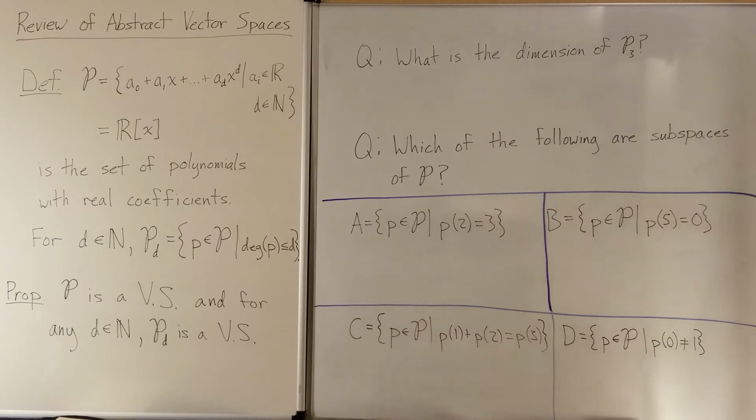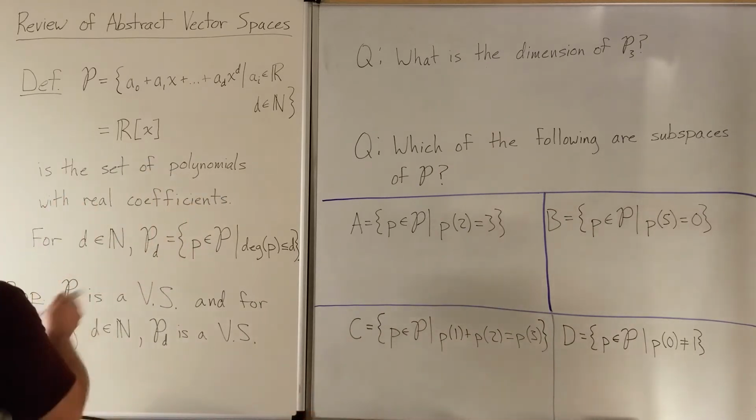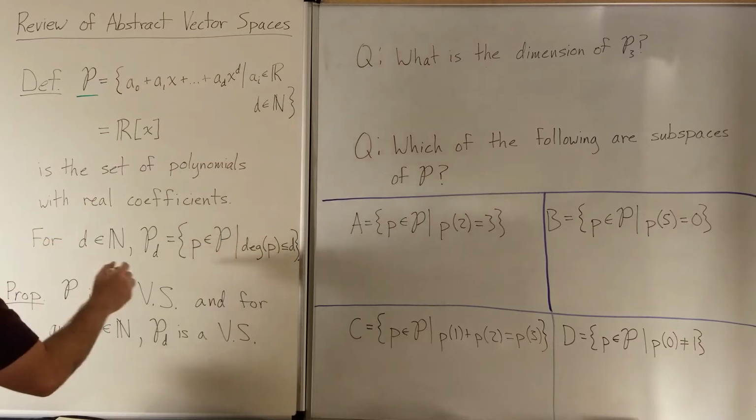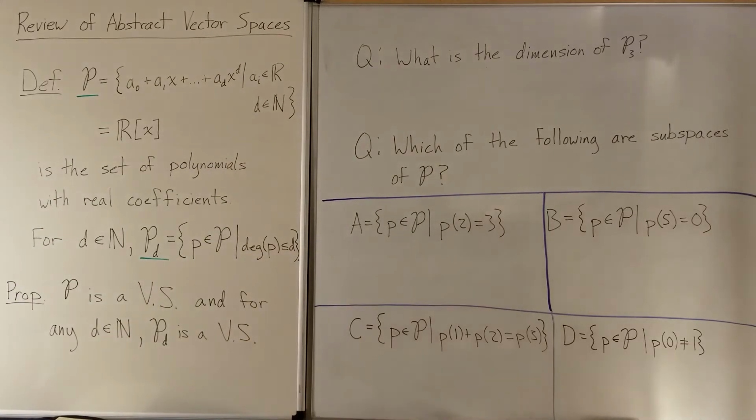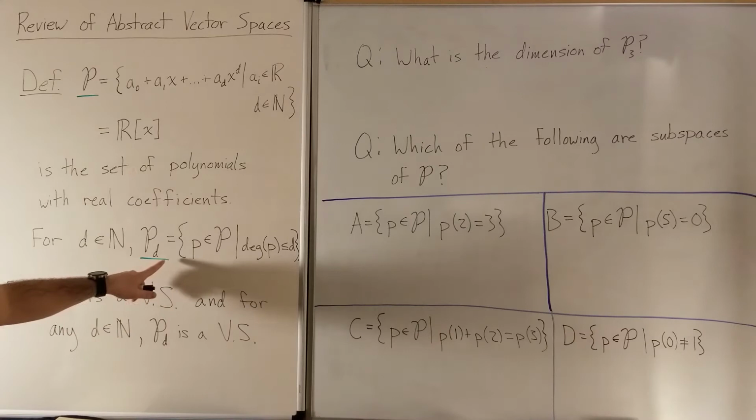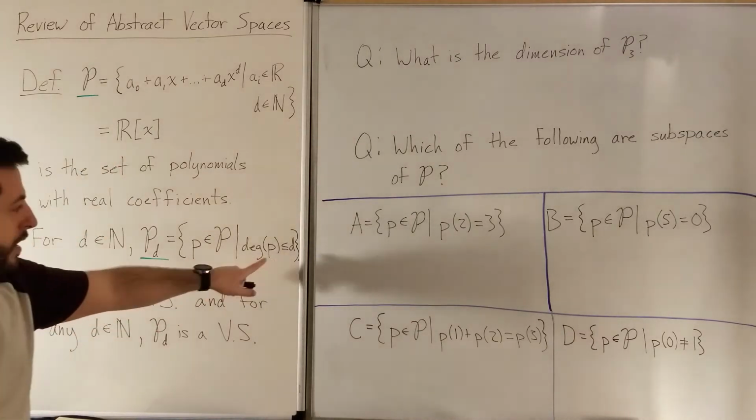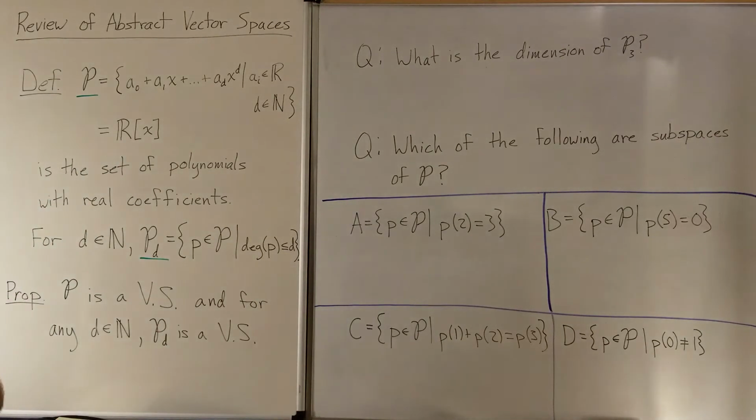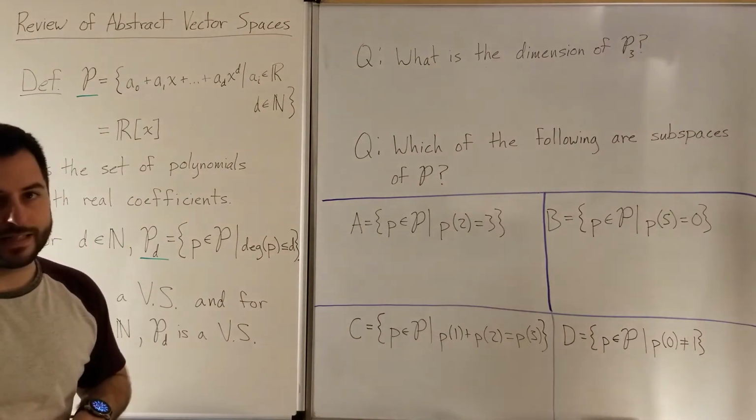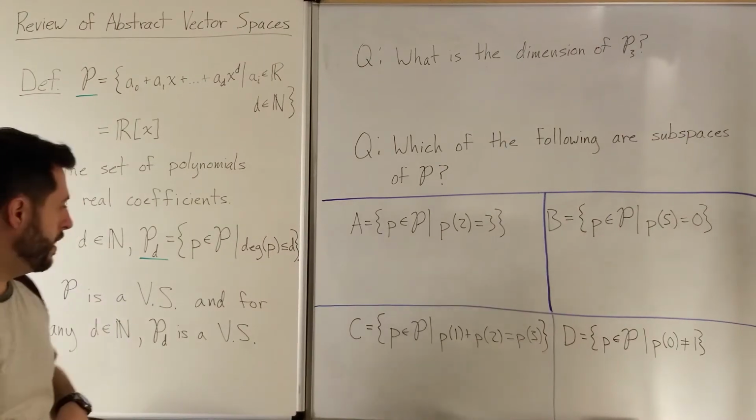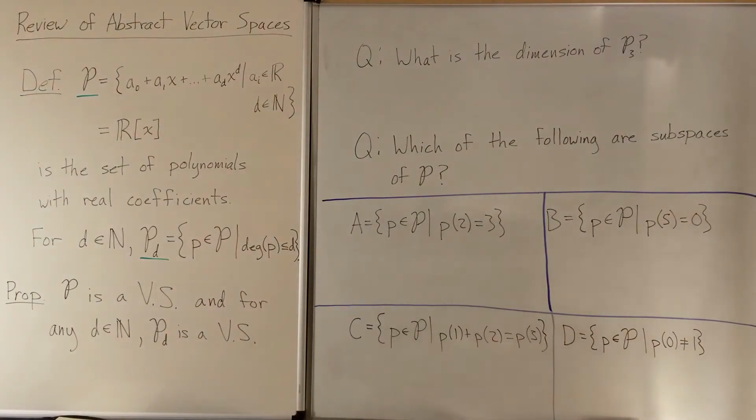Okay, so we're also going to define, in addition to this P here, this P sub d. And these are going to be specifically the polynomials in P which have degree at most d. Okay? And no matter what d is, this is going to include the zero polynomial. And the reason we care about this is because of this proposition here. Both P and P sub d for any value d are going to be vector spaces.